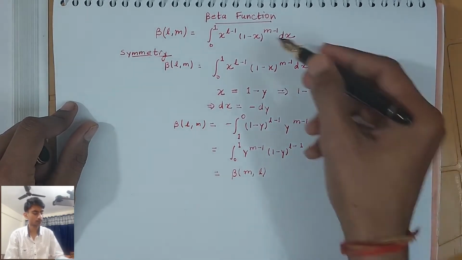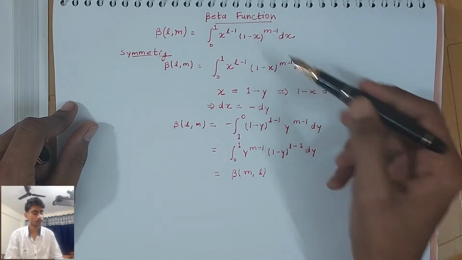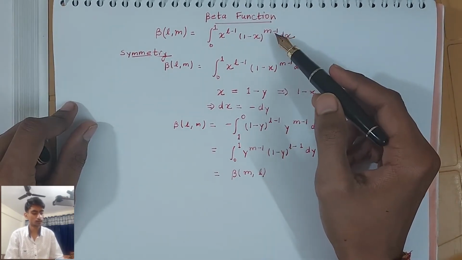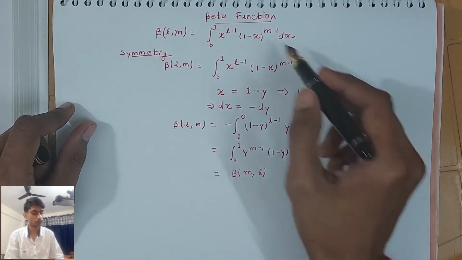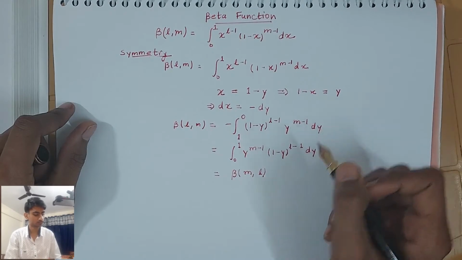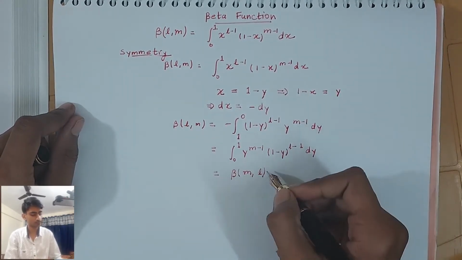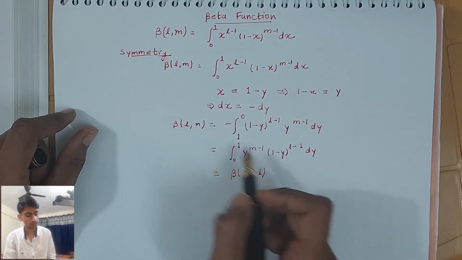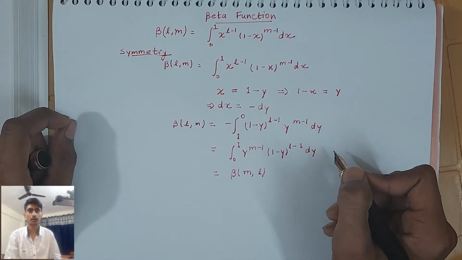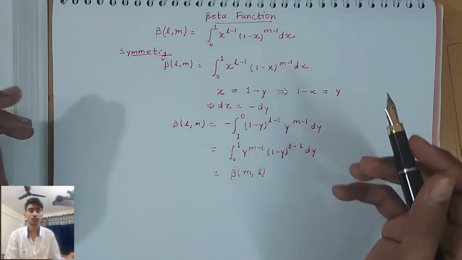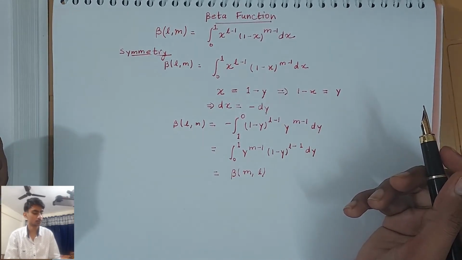Why? By definition it is. It doesn't matter if it is x, y or t. It's a definite integral, so variables don't matter. Just the form matters and the limits matter. So a very important result, that is beta of L comma m is equal to beta of m comma L. That is, if we interchange the arguments, the value of the function doesn't change.